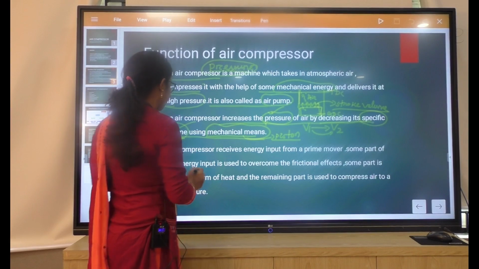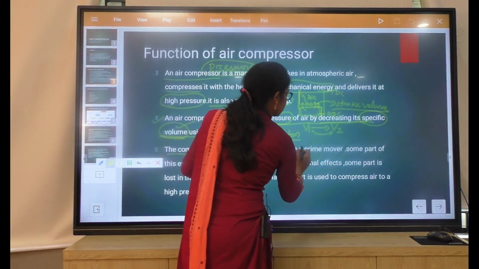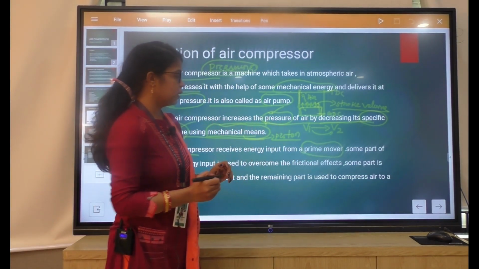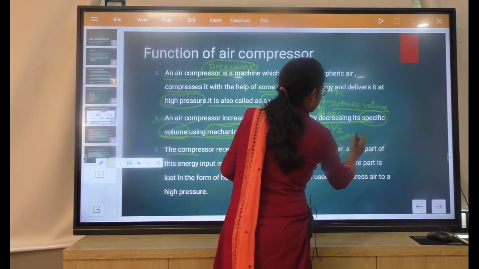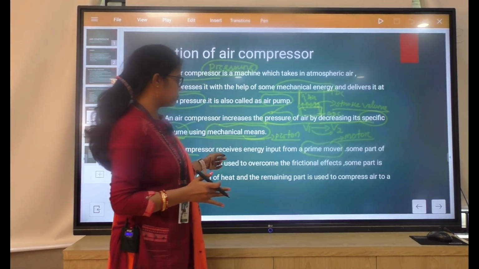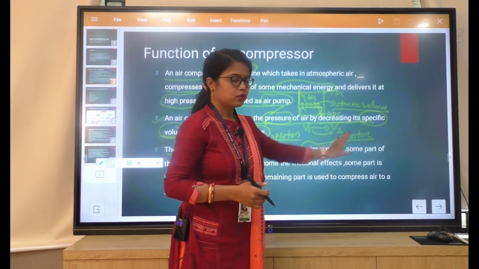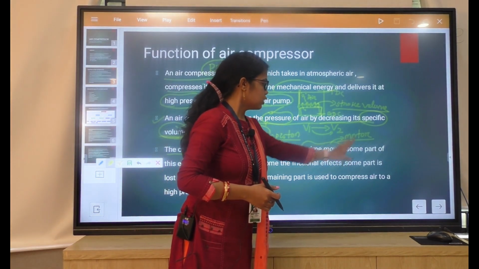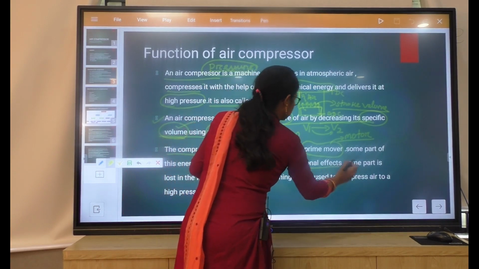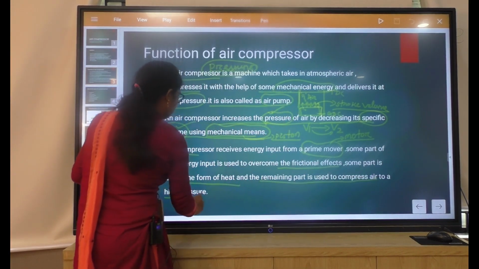Clear? And the next point is, the compressor receives energy input from a prime mover. These are new terms, you should be acquainted with them. Prime mover means we can call it a motor. That means the air compressor receives the energy input from a motor which is attached to the air compressor, and, very carefully you should listen to these points, some part of this energy input is used to overcome the frictional effects, and some part is lost in the form of heat, and the remaining part is used to compress the air up to high pressure.